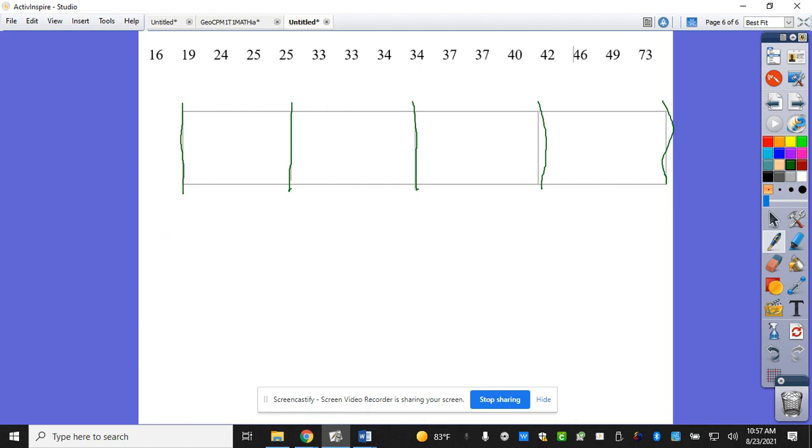So what number is going to go here? In general, yes. Which is the what of the data set? The lowest. What's going to go here? Highest. So we've just got to figure out what are these 3 numbers.